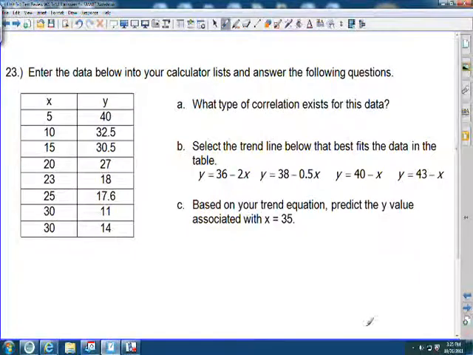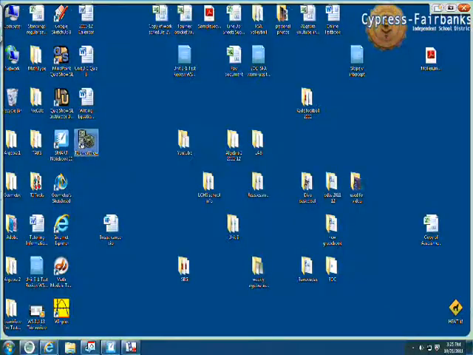Next, here's the next one. We have to enter this into the calculator. So let me see here. Let me pull up my calculator.